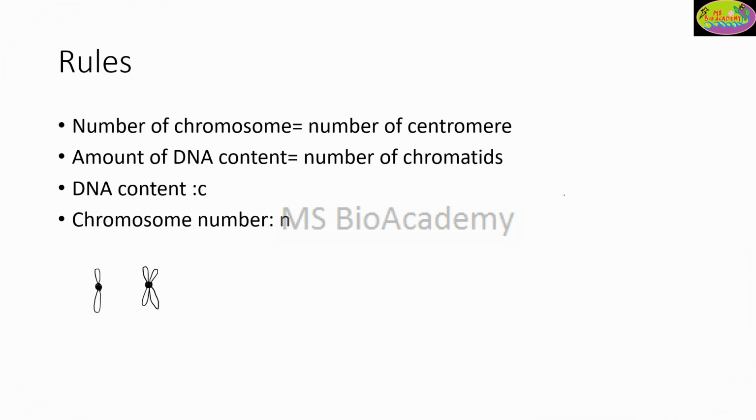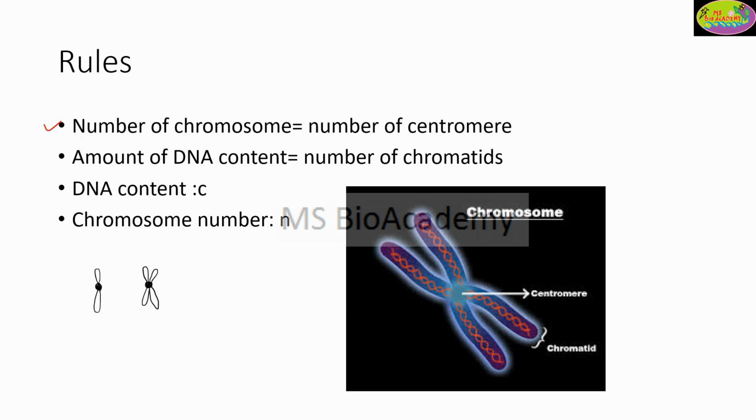So let's start. There are some basic rules you need to memorize before finding out the number of chromosomes or chromatids in different phases, right? So what are those rules? The very important rule is this: how are you going to find out the number of chromosomes present? Just count the number of centromeres. Whatever number of centromeres there are in the image, that will be your number of chromosomes.